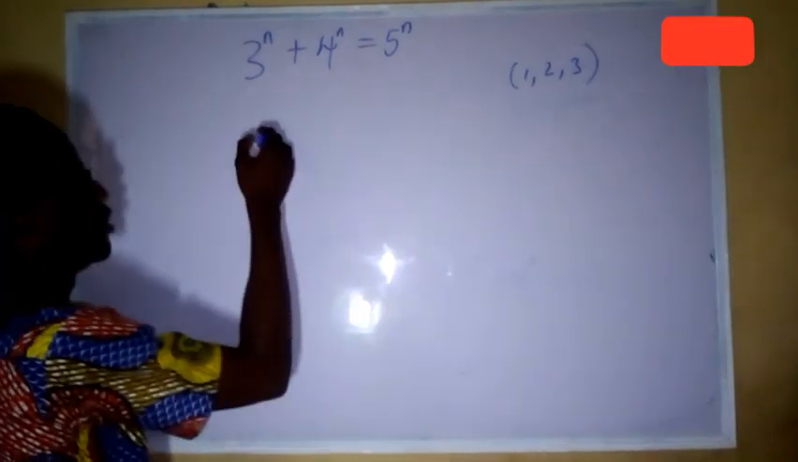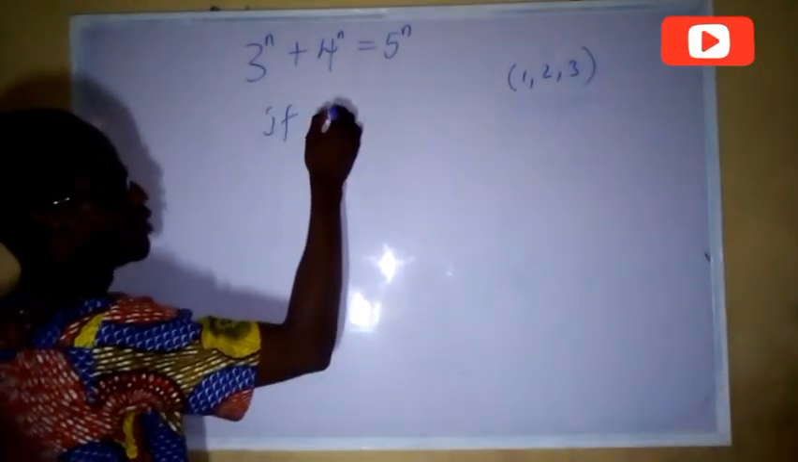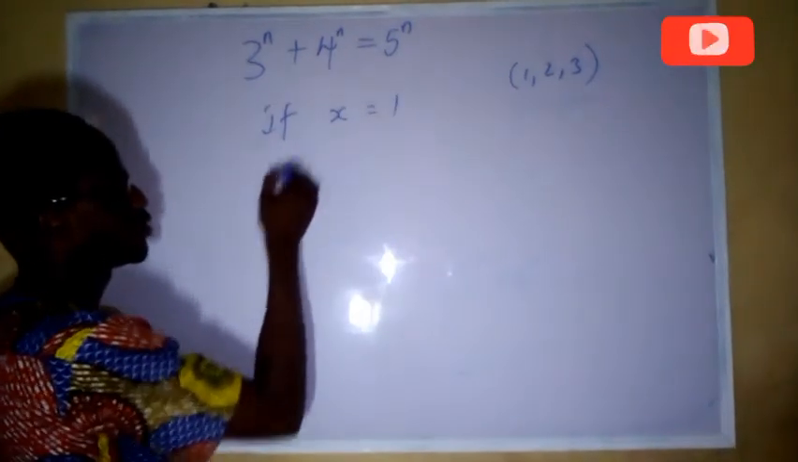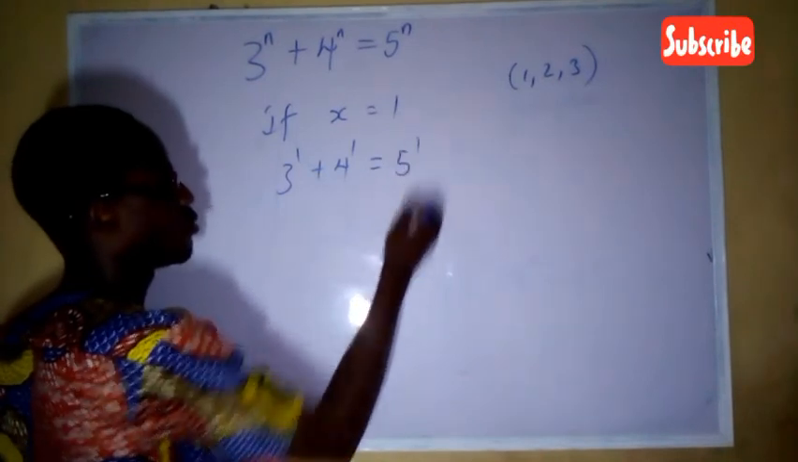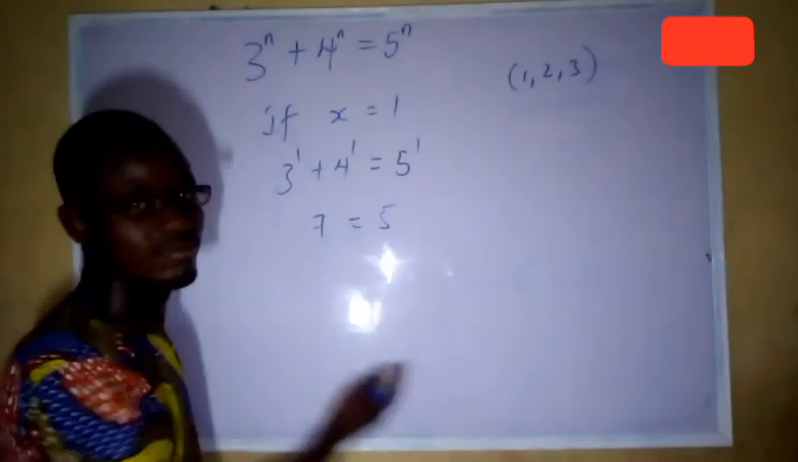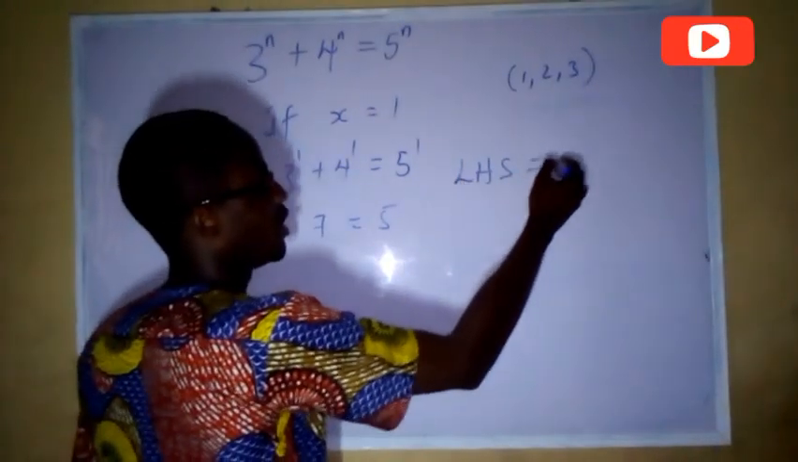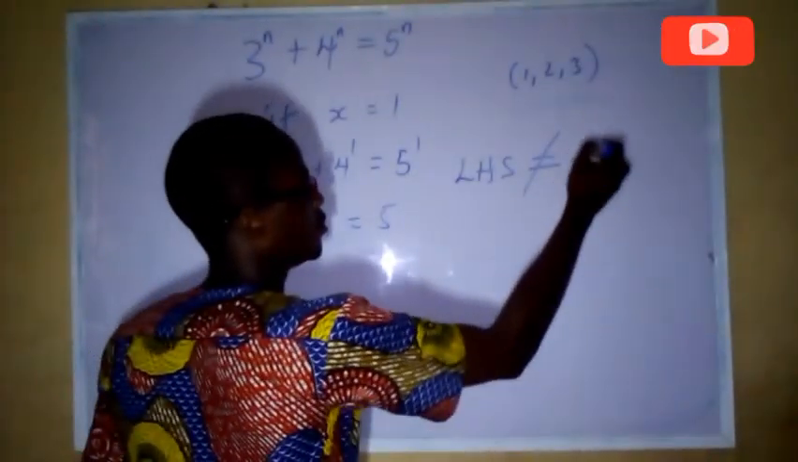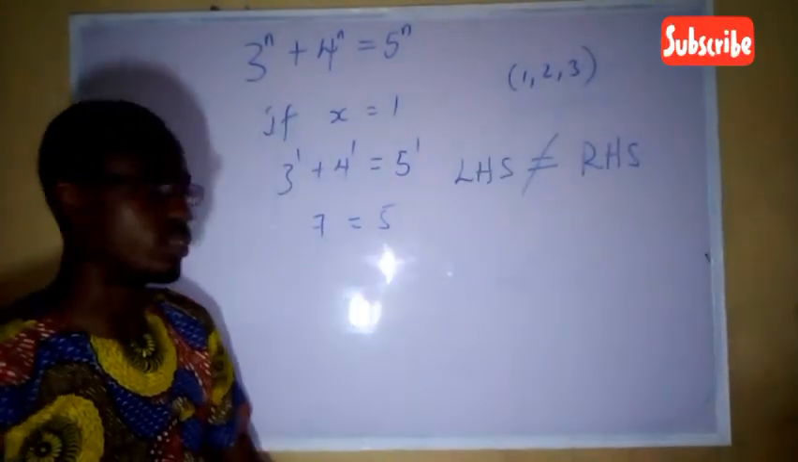If x is 1, let's plug in 1. If x equals 1, that means 3 raised to the power 1 plus 4 raised to the power 1 equals 5 raised to the power 1. And then that gives us 7 and 5. So meaning left hand side is not equal to right hand side. So I think 1 doesn't work for that.